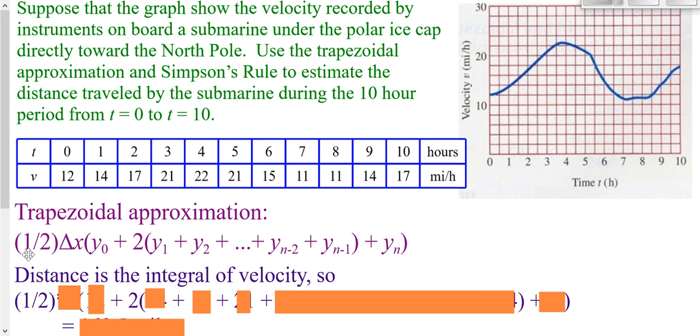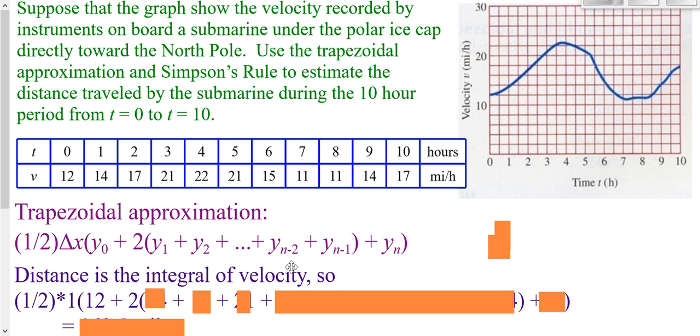Notice I'm using 1/2 your height, which is your change in your interval, times your first height plus double all your other heights plus your last height. Now, when we're looking at your delta x, that's what you're going up by each time here. And in this case, we're always going up by 1. Going up by 1, going up by 1. So your delta x right here in front is 1. Your first height would be your 12, so that's x sub 0.